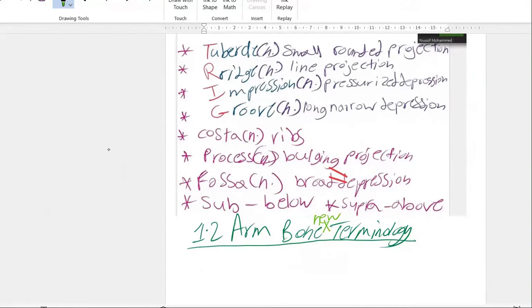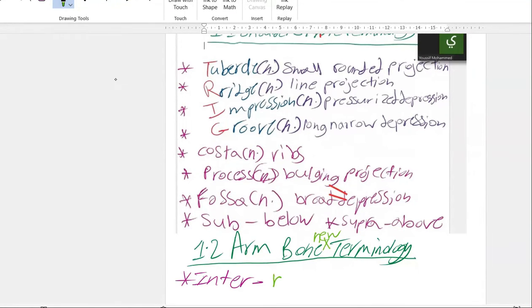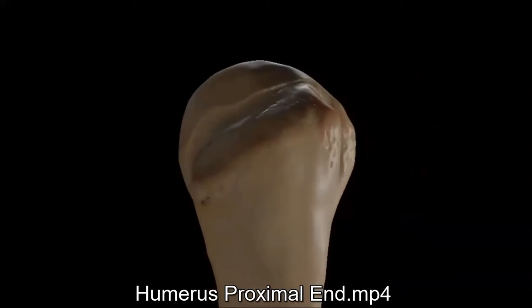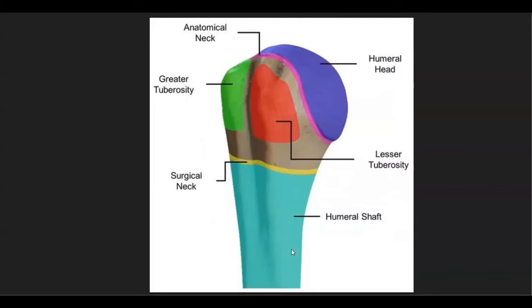You can also add the arm bone in your terminology. We have inter, meaning between, and neck means constriction. The humerus proximal end, as you can see here, has many landmarks. So let us take them one by one.